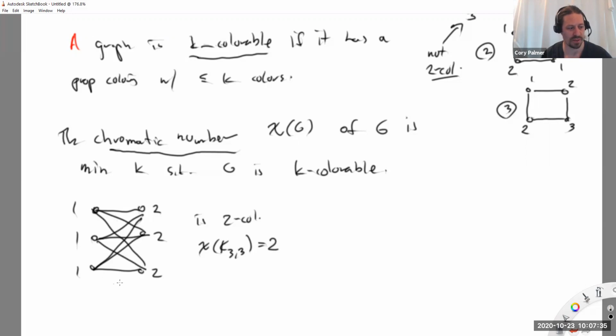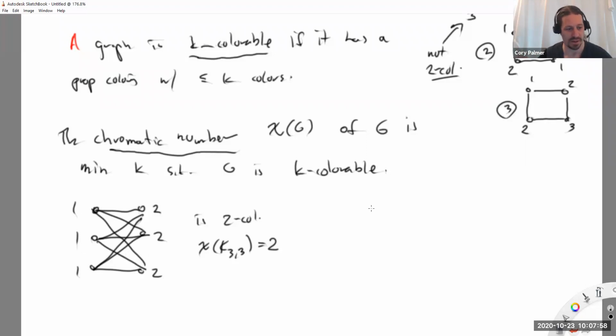And actually more generally, a bipartite graph will clearly have chromatic number two. Color all the vertices on one side one color, all the vertices on the other side one color. There are no edges inside of the class. So you're safe. And in fact, if you think about what I'm saying here, the vertices of a single color form an independent set, right? There's no edge inside of what we call a color class.